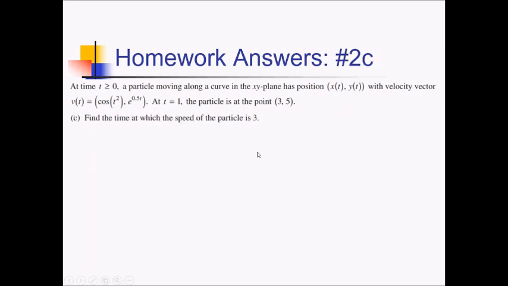For this problem part, we want to know at what time the speed of the particle is 3. So we need to set up an expression for speed and then set it equal to 3 and solve that on the calculator. Okay, so speed is going to be the square root of x prime of t squared plus y prime of t squared.